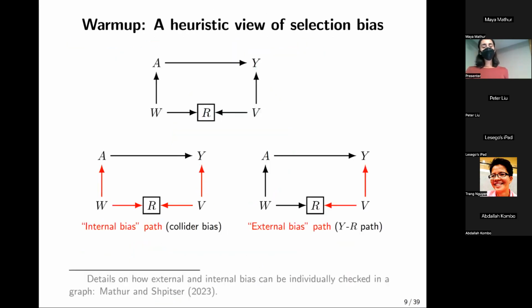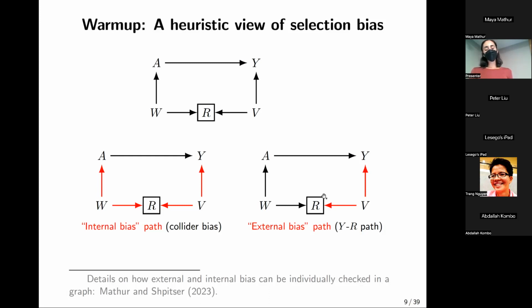Okay, so just heuristically, for example, we can think about this classic selection bias DAG, right? So we're conditioning on R. R is a collider between A and Y. And so here we actually have potentially both sources of selection bias. On the one hand, if we condition on R, we've got this unblocked non-causal path between A and Y. So we might think of this as internal bias due to collider stratification.